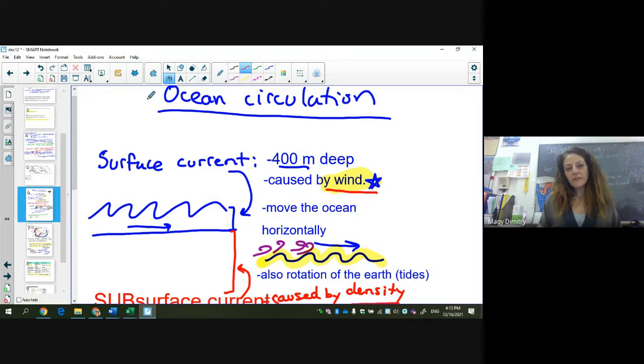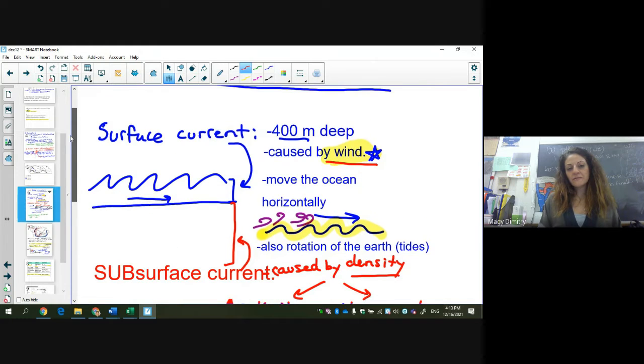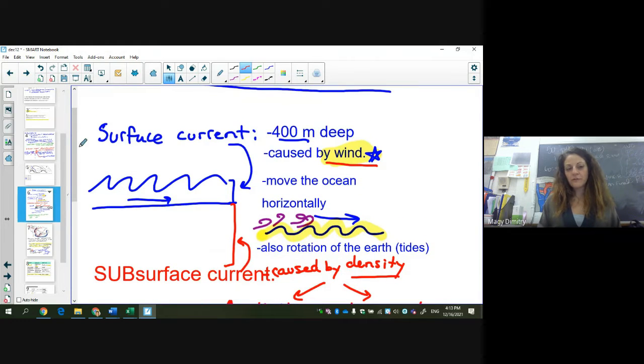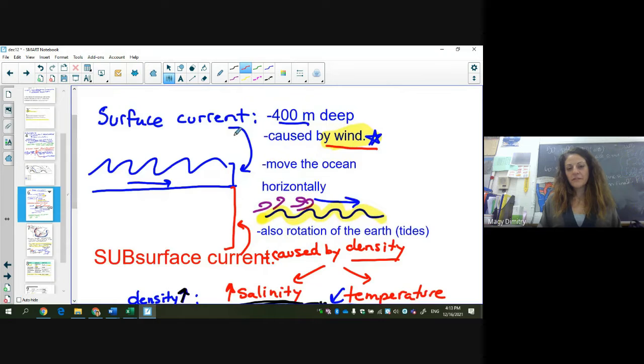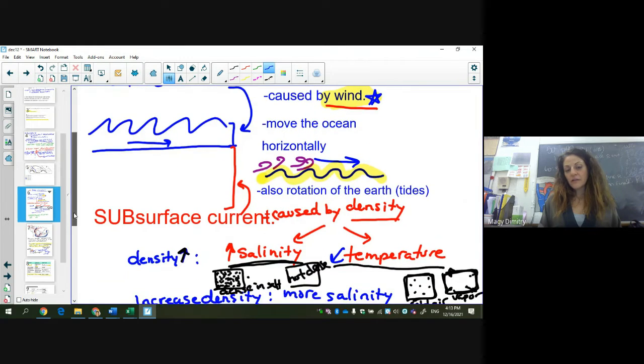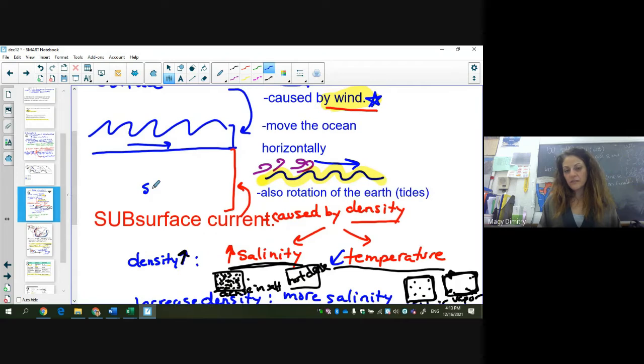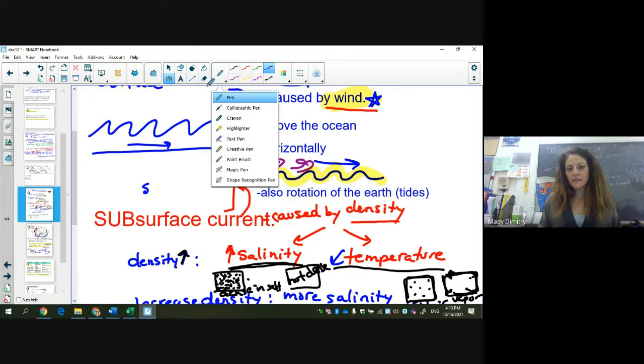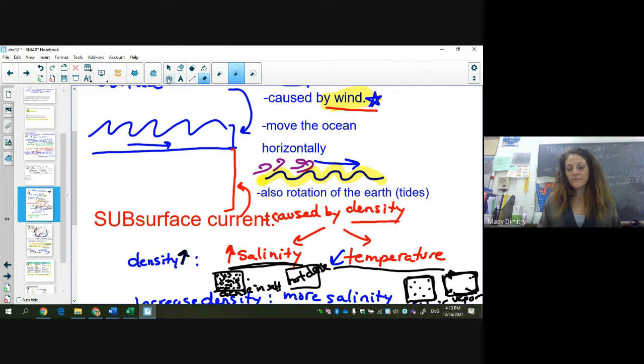So if we take a minute to write this down, ocean circulation and the ocean in general has two main parts that we're going to be looking at. The first part, the first layer, if you want, is what we call the surface current. And then beneath it is a much larger one. This one is slow, and this one is fast.